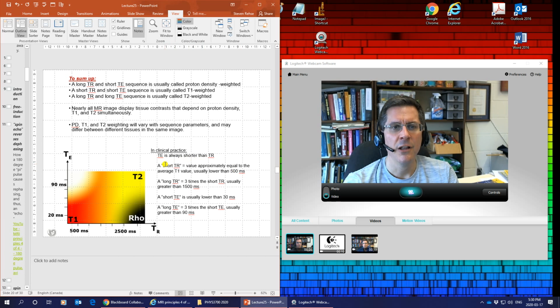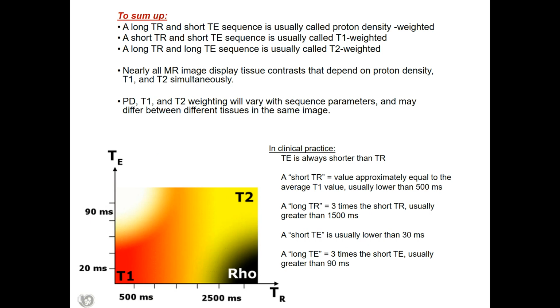And here, you might be wondering, what does he mean by short and long? Well, short TR, clinically, is a value equal to the average T1, so that's going to be smaller than 500. Long TR, when I say long, is usually about 3 times that. Long TE means 3 times whatever the shortest TE is, so greater than 90 milliseconds, something like that. If TE is about 20 to 30 milliseconds at the shortest, 3 times that is about 90. Short TE would be shorter than any of the shortest ones, so lower than 30. This is a second and a half, 1500 milliseconds. These are quite fast, so you can do a lot of these in just a few seconds.